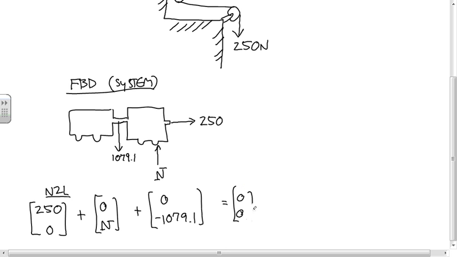And no, I'm sorry. The other class I'm teaching right now is statics, where there's never any acceleration. So that's just a bad habit from that class.